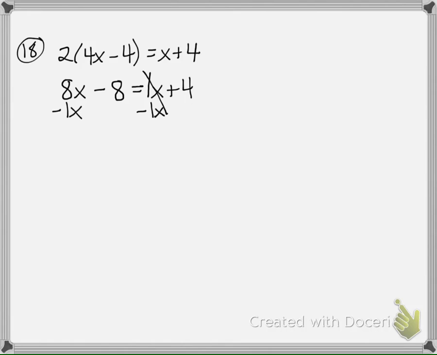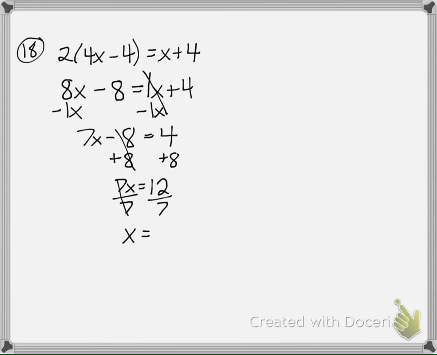On this side it cancels, which leaves me with just 4 on the right. And on the left I have 7x minus 8. Now I need to get rid of the 8, so I'm going to add it to both sides. So I get 7x equals 12. And then I'm going to divide by 7. So x equals 12 sevenths.